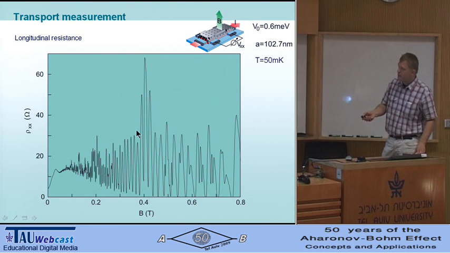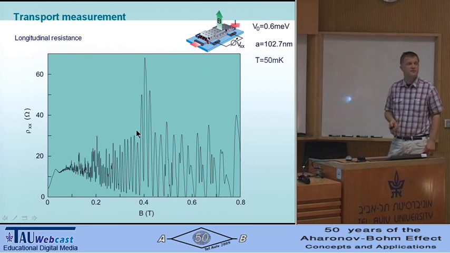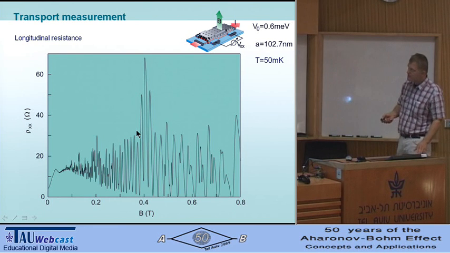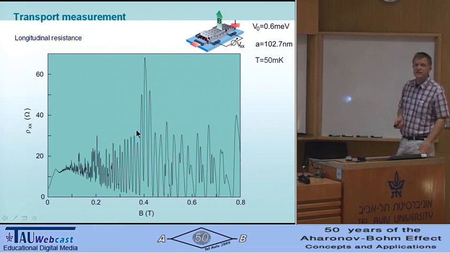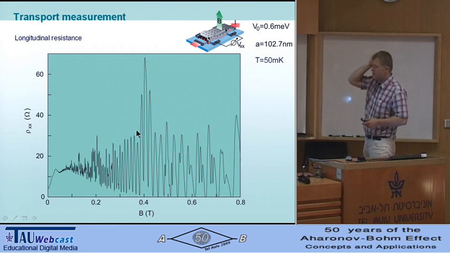And if we do that and plot the resistivity as a function of the magnetic field, we get this very rich spectrum of oscillations. And you see there are some beatings there, and clearly this is not just a single periodicity that we observe here, there is much more to it.